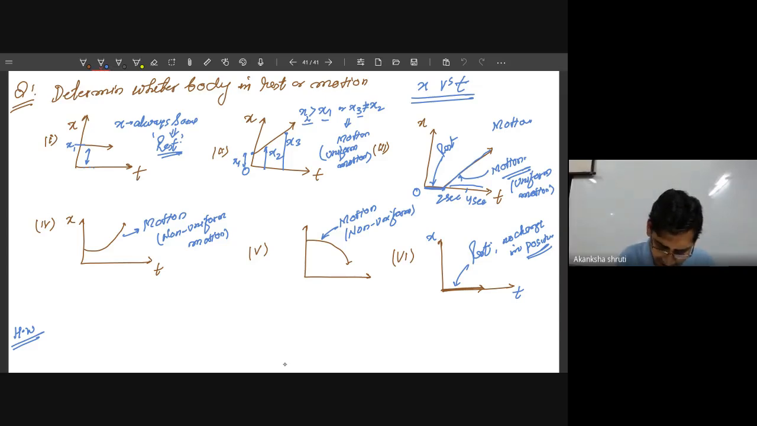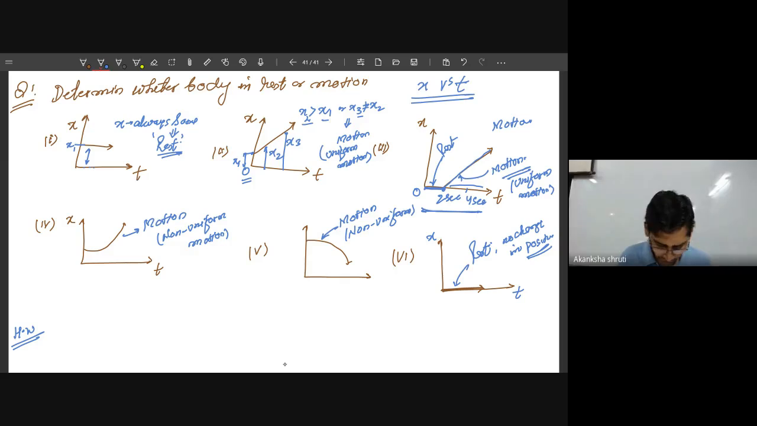What is the difference between the second and third case? In the second case, at t equals 0, the body has some initial position. But in the third case, at t equals 0 the body is at rest, and even up to t equals 2 seconds, the body is at rest. It was this third case. Okay, so this was important. In the fourth case, the body is in motion, but it is non-uniform. Again, the same is for the fifth case.